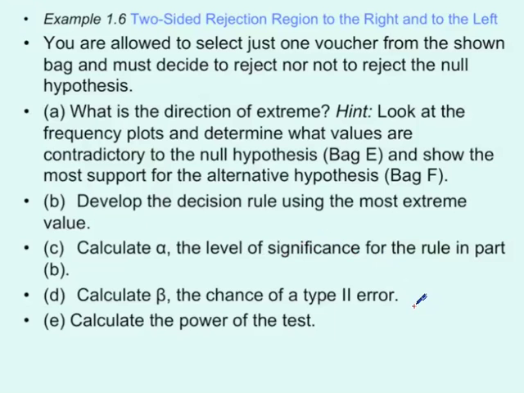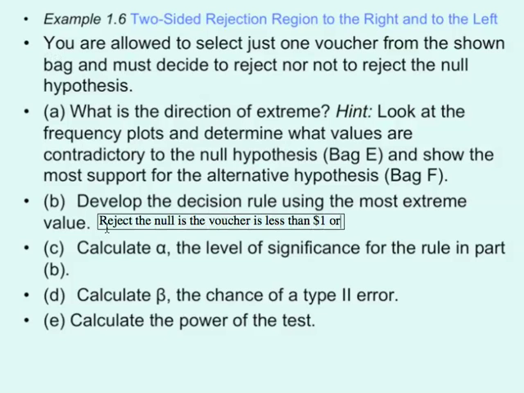So we want to develop a decision rule for the most extreme value. What we're going to roll with for our decision rule is to reject the null if the voucher is less than $1 or greater than $10. Okay? Hopefully that makes sense. That's what we just said a minute ago. So that's going to be our decision rule.